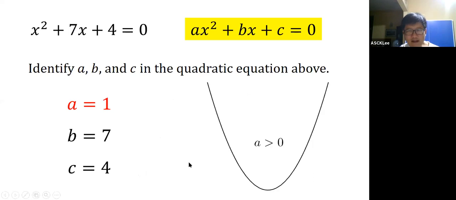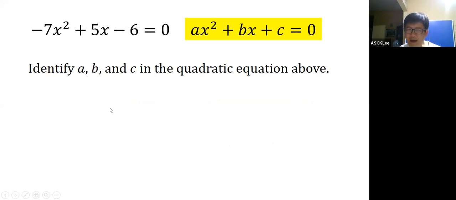What does that tell you? That tells you that the curve looks like this, right? We haven't plotted the curve yet. We haven't created a table of values for x and the value for the expression, but we already know it looks like that. How? Just by knowing the value of a. The value of a, 1, is greater than 0, so it must look like that.